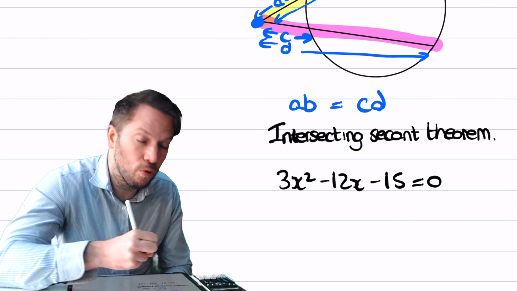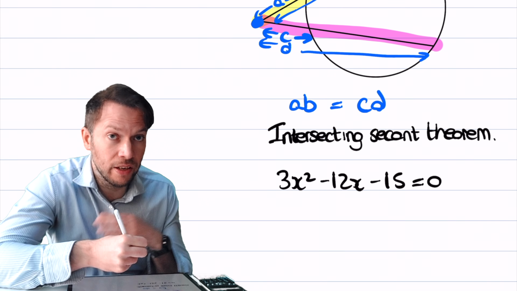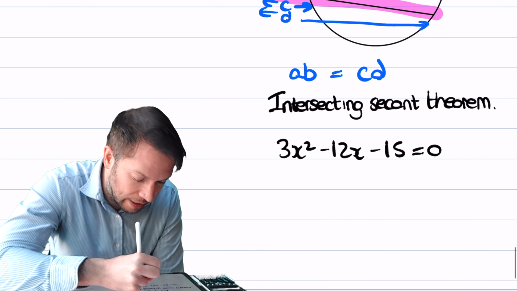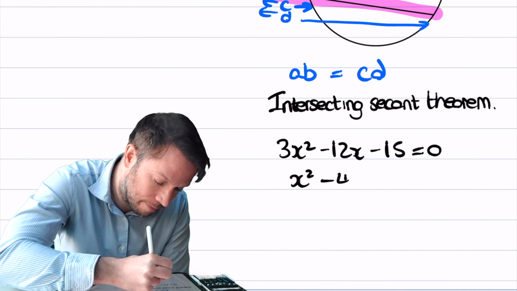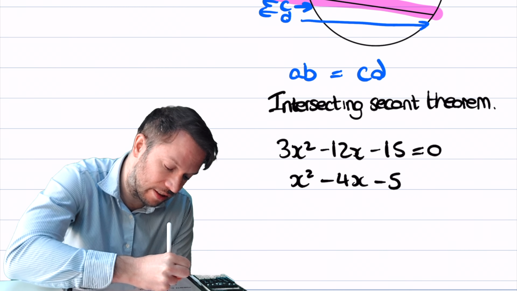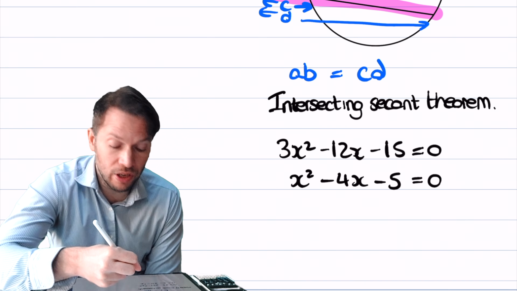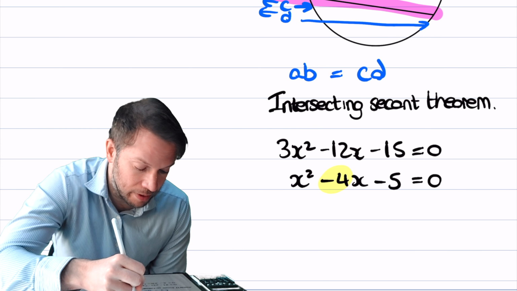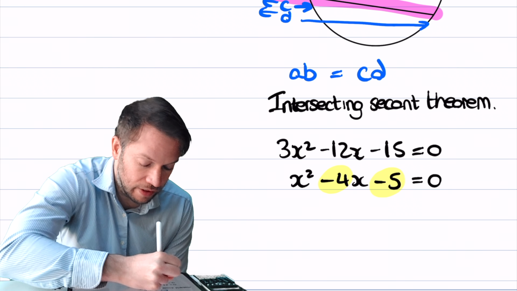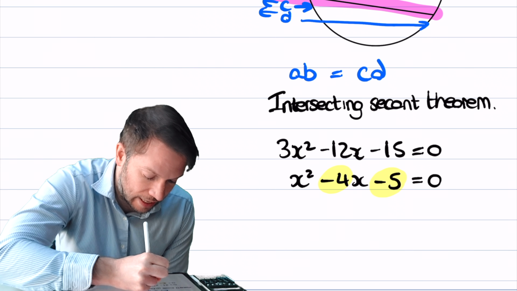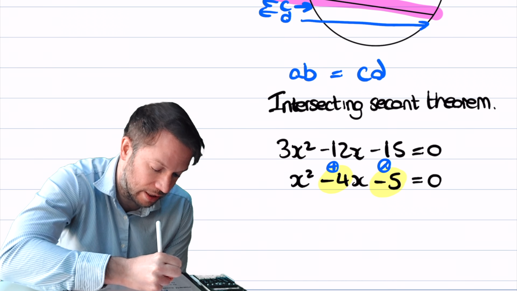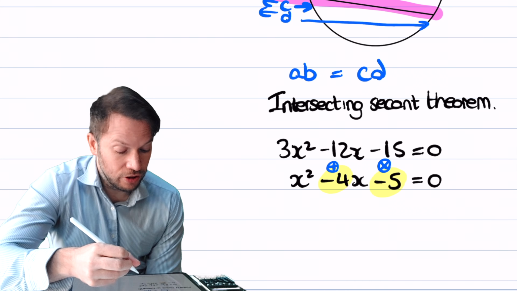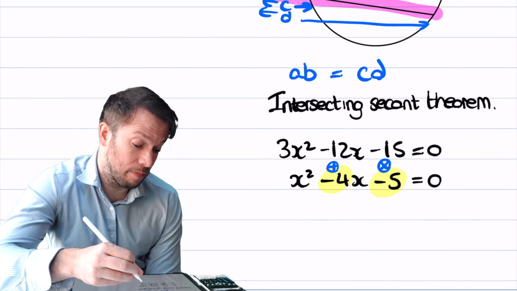Now, because all these terms are divisible by 3, we can simplify this quadratic by dividing everything by 3, like this. And that is much easier to factorize now. Now we need two numbers that add to give the coefficient of the x term, the middle number, and times to give this last number, the constant term. So we need to add to give the minus 4 times to give the minus 5. Those two numbers are minus 5 and plus 1.